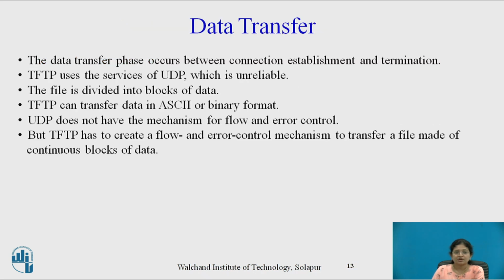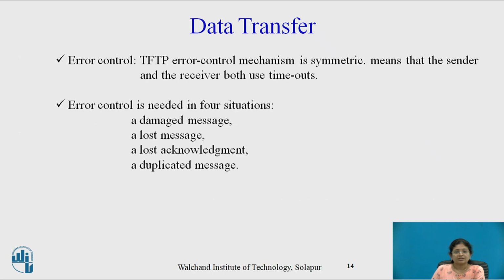This is data transfer. The data transfer phase occurs between connection establishment and termination. TFTP uses the services of UDP, which is unreliable. UDP does not have a mechanism for flow and error control, but TFTP has to create flow and error control mechanisms to transfer the file made of continuous blocks of data. Look at this data transfer. Error control is needed in 4 situations: where the file is damaged, where a message is lost, where an acknowledgement is lost, and where there is a duplicate message.